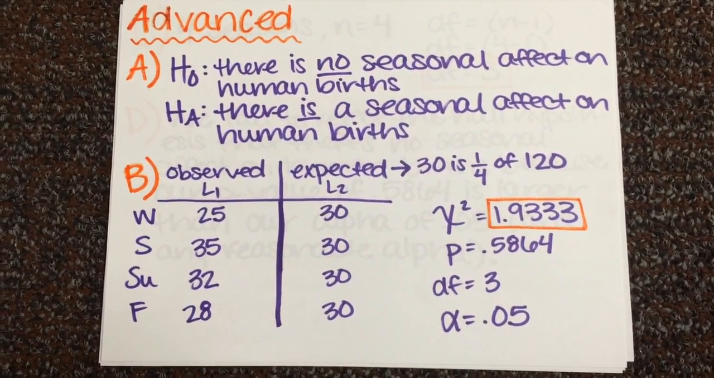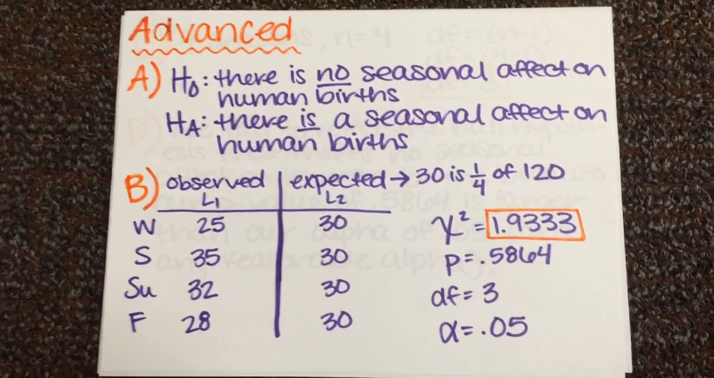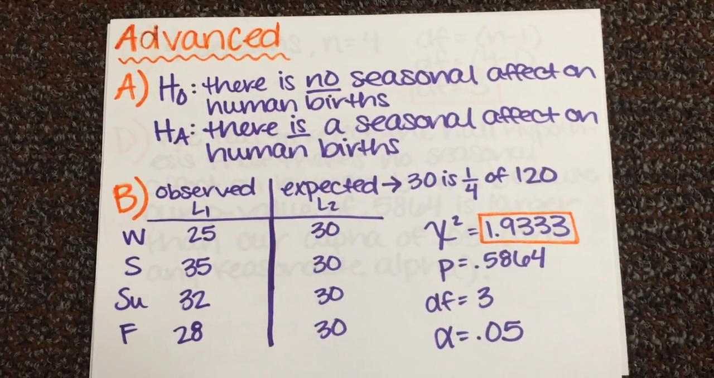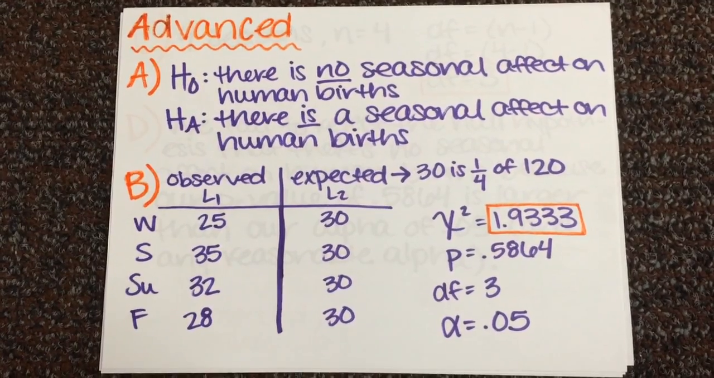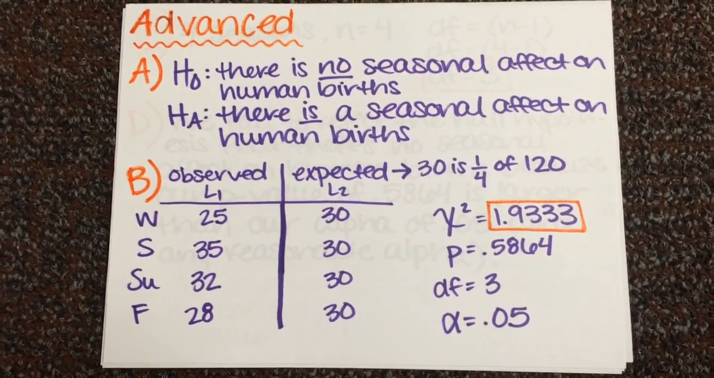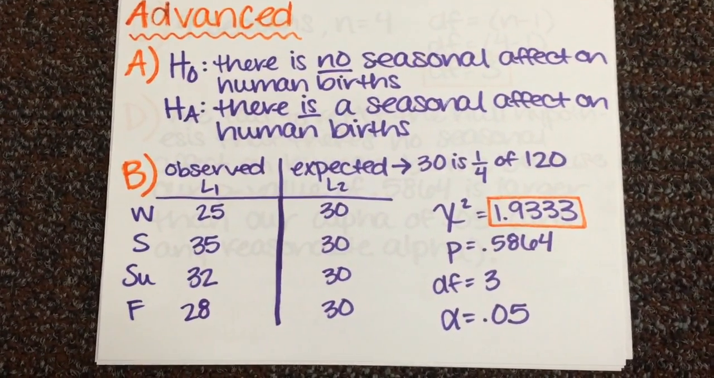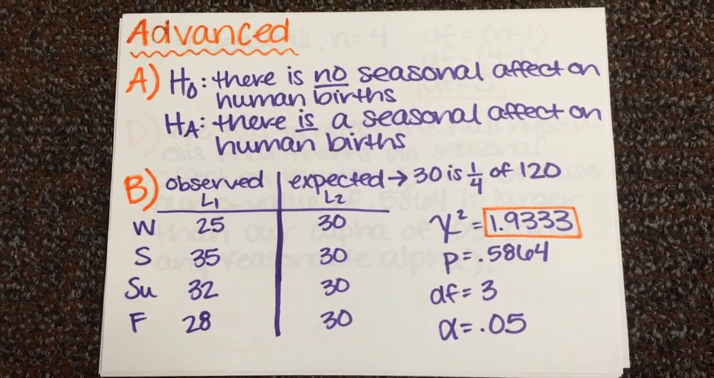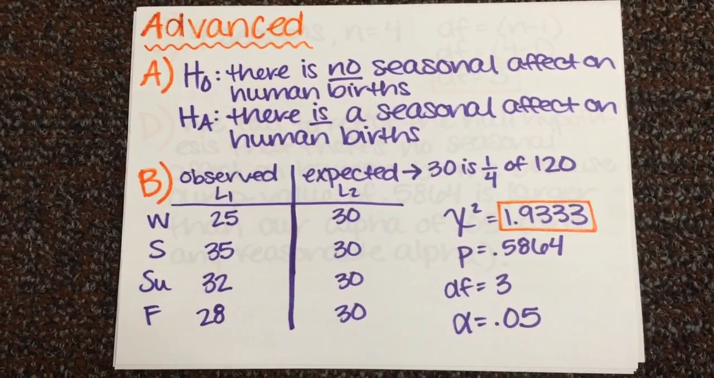Part A says, what are the null and alternative hypotheses associated with this question? The null hypothesis is that there is no seasonal effect on human births. The alternative hypothesis is that there is a seasonal effect on human births. Part B says to compute the chi-square statistic.